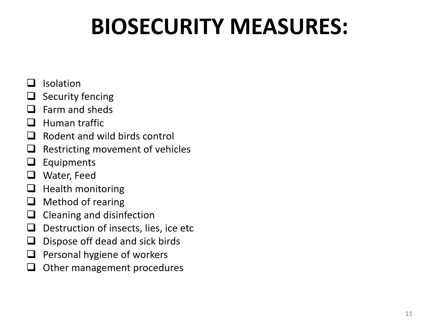In the next lecture we will study in detail the different biosecurity measures that are adopted on the farm, like what isolation is, the importance of security fencing, and what can be done to control human traffic on the farm. All these biosecurity measures will be discussed one by one in the next lecture.